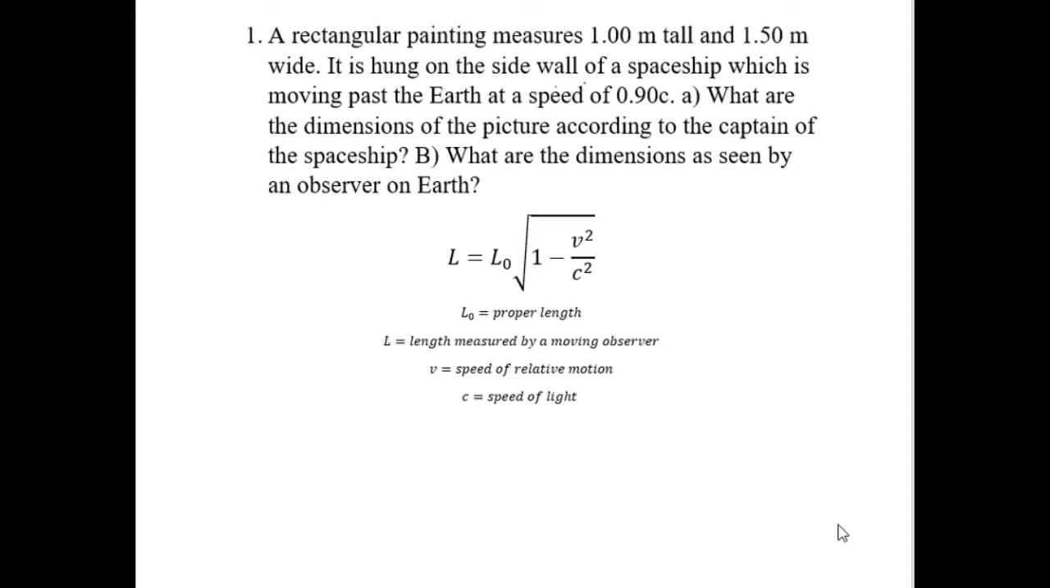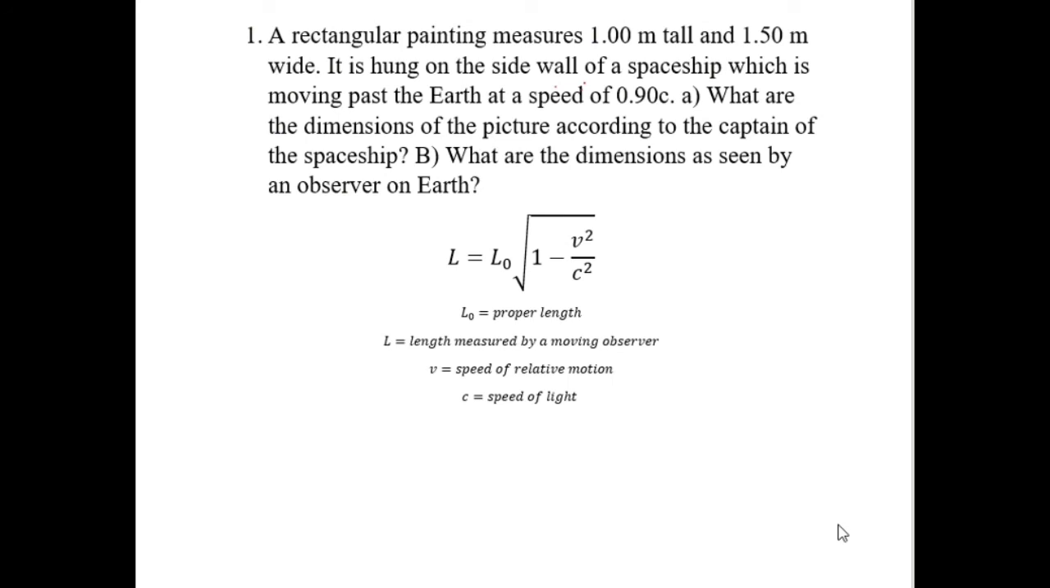Okay, so one problem in length contraction is this. A rectangular painting measures 1.0 meter tall and 1.50 meters wide. It is hung on the side of a wall of a spaceship which is moving past the Earth at a speed of 0.9c. What are the dimensions of the picture according to the captain of the spaceship? And then what are the dimensions as seen by the observer on Earth?